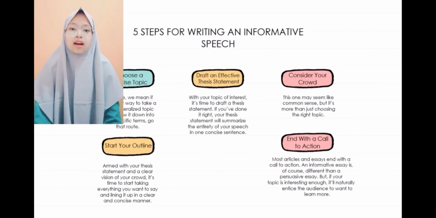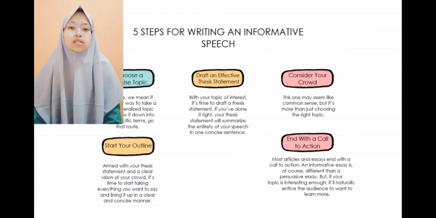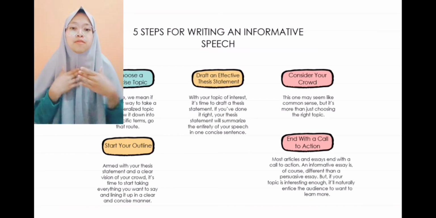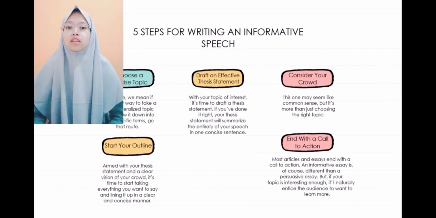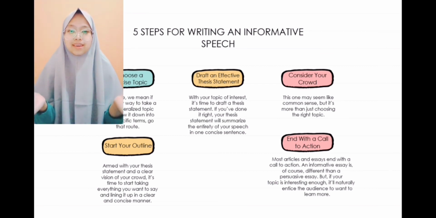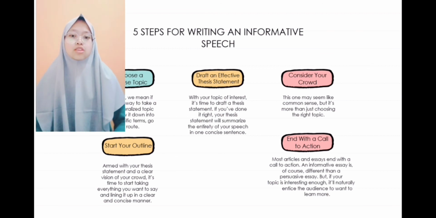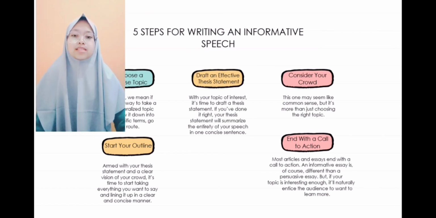In the next slide, I would like to explain the steps for writing an informative speech, and I have 5 steps. What are they? The first one is choose a precise topic. The second is draft an effective thesis statement. The third is consider your crowd. The fourth is start your outline. And the last one is end with a call to action.